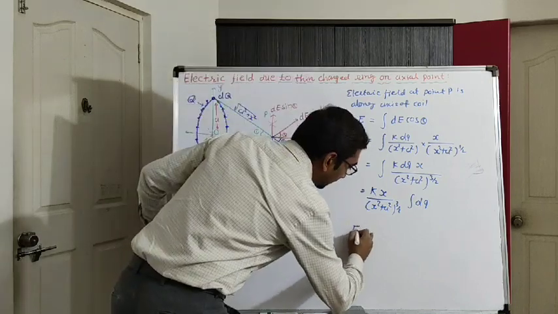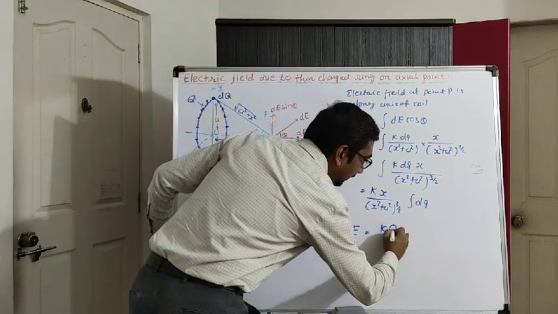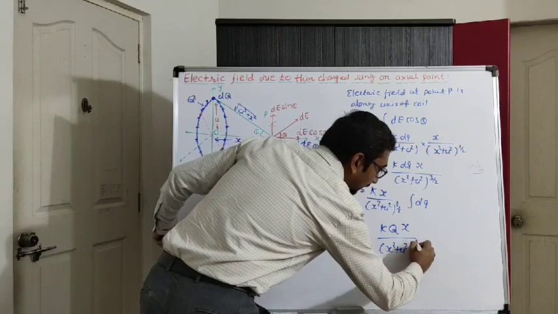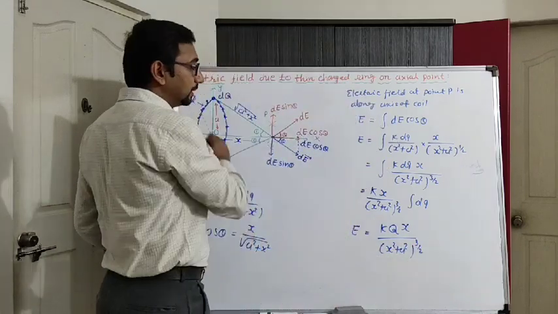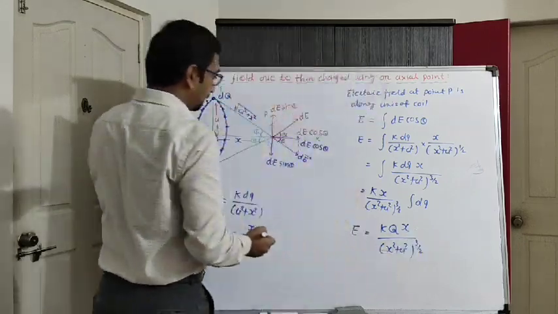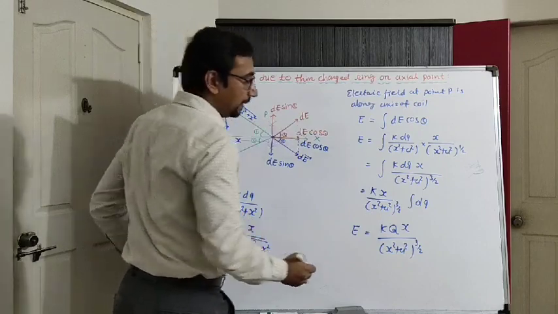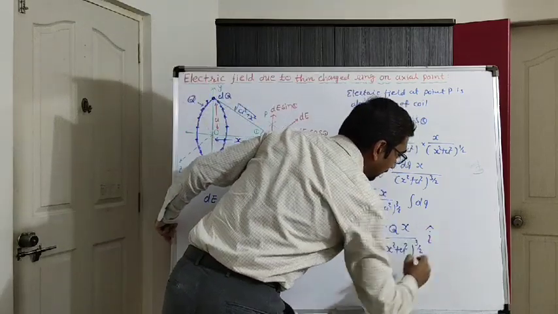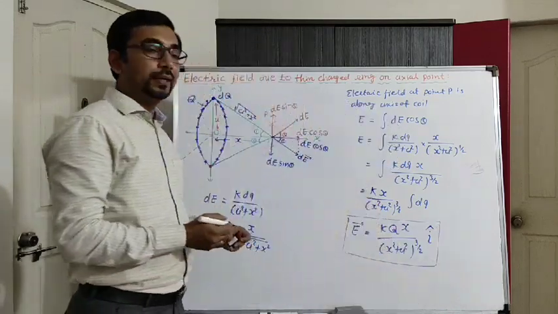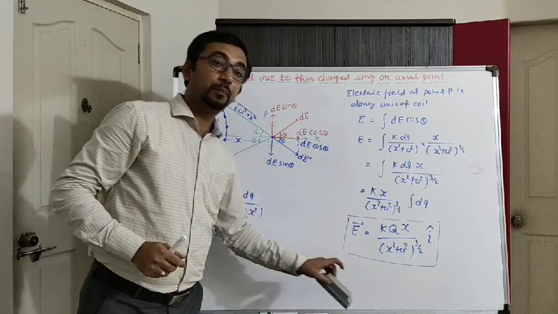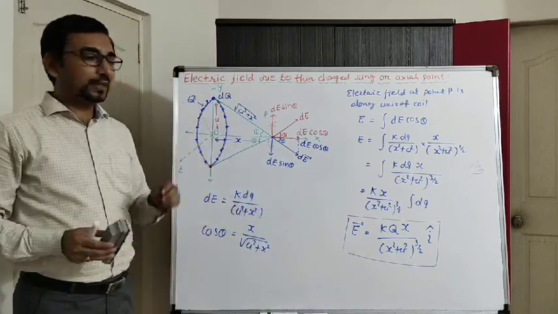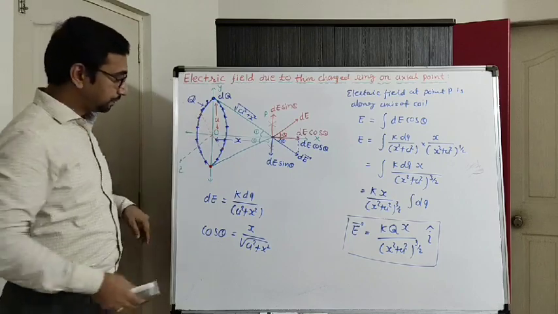So finally, electric field is equal to kqx upon (x square plus a square) raised to 3 by 2, which is in the direction of the axis of the ring. So if we take the axis of the ring as positive x-axis, we can write i caret here. So this is the electric field due to ring on an axial point. Now we can use this equation to find out electric field at the center of the ring also.